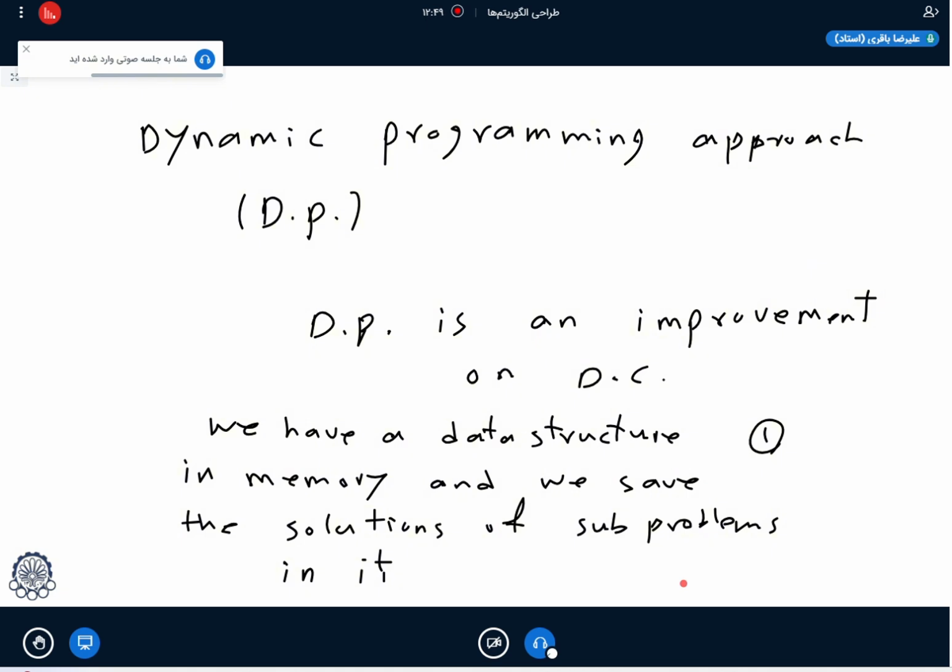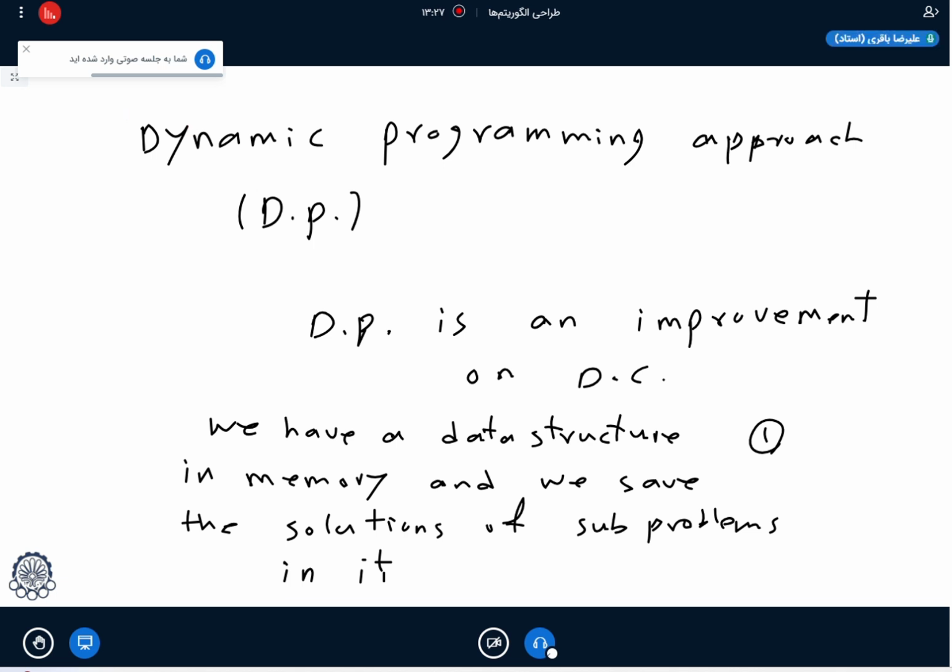This improves the method, and we have less time complexity. We can save the time, and we do not need to solve similar subproblems again and again. We only solve one subproblem, and the similar subproblems use the solutions that are stored in the memory.